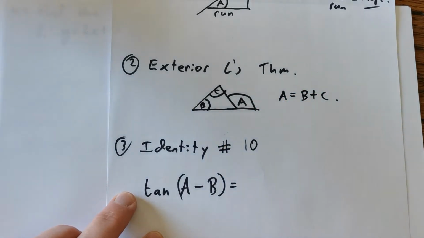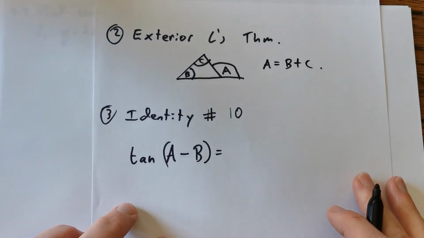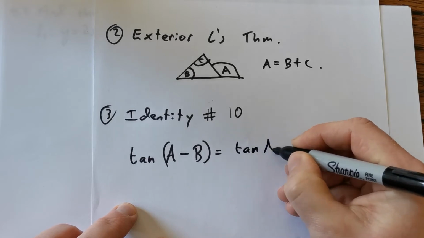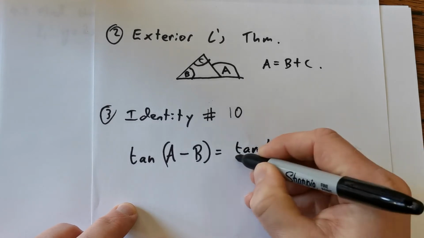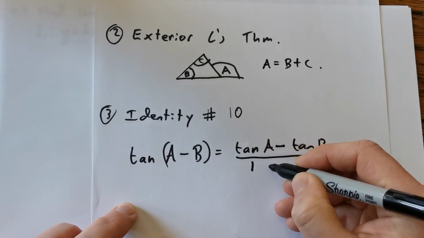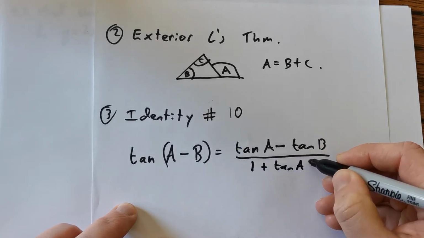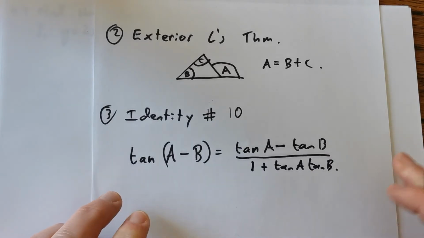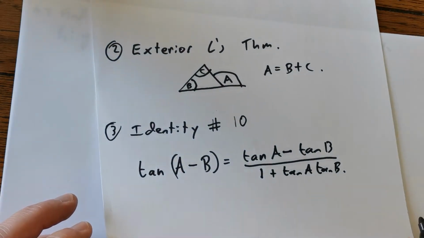So A has to be the same as these two. Okay, and we also have an identity, which we would have looked at in our list of identities. I won't go through the proof of this, but I will just write it down. So remember, tan of A minus B, we have an identity for that. That's the tan of A minus the tan of B all over 1 plus tan of A multiplied by tan of B. Okay, so that's kind of a bit of background. Those three pieces of information are important to understanding where this formula comes from.